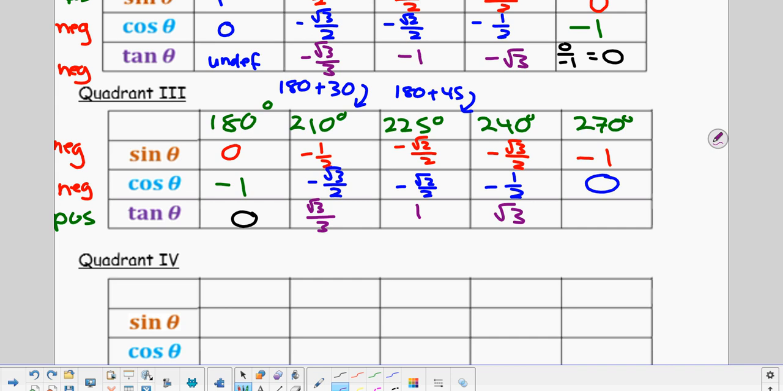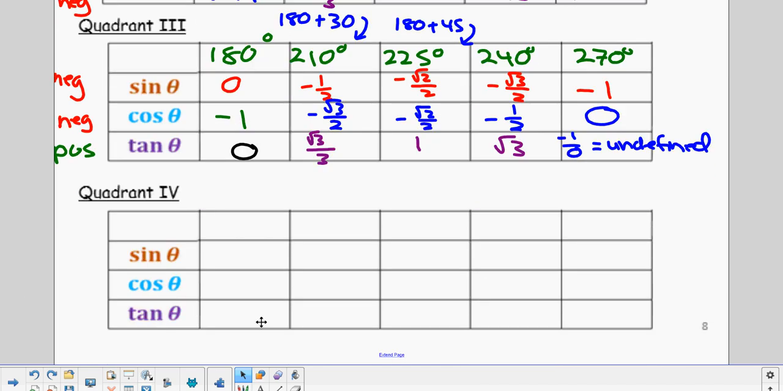And then you've got to work this one out. -1 divided by 0 equals undefined. Almost there. As I said, some people memorize these tables, but it's better to just be able to work it out yourself. It's better to just work out what it would be in quadrant 1 and then use the unit circle to decide if it is positive or negative.